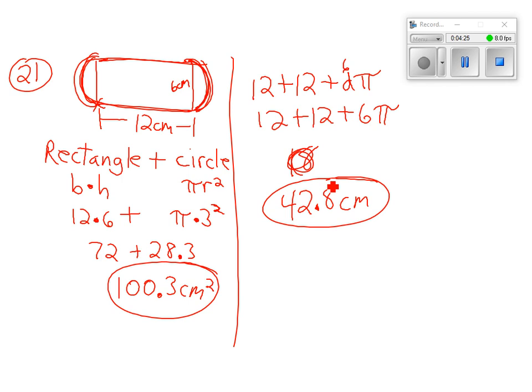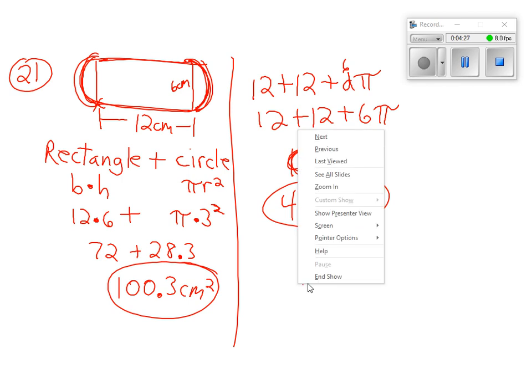Next one. 8. Is it open or closed? Is that what that is? Ellipse, sorry. Number 8. Is that what it is? There's no such thing as an oval. Okay.